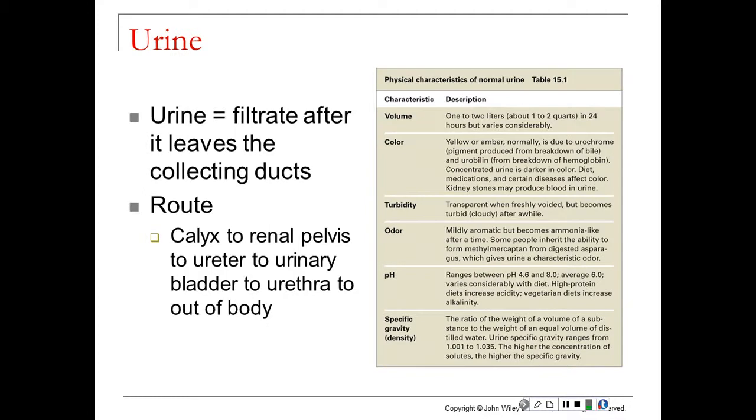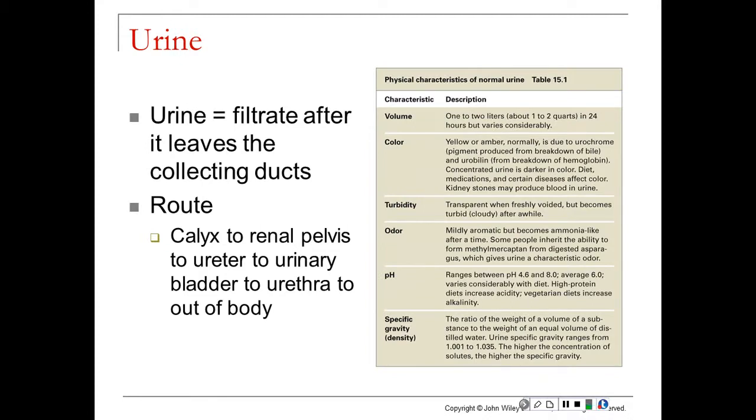The turbidity or the cloudiness of urine is another characteristic. Odor: some types of urine are mildly aromatic, even becoming ammonia-like. Some people inherit a stinkier urine than others. The pH of urine is going to vary from acidic to basic, again depending on what you eat. High-protein diets are going to increase the acidity. Vegetarian diets are going to increase the alkalinity.